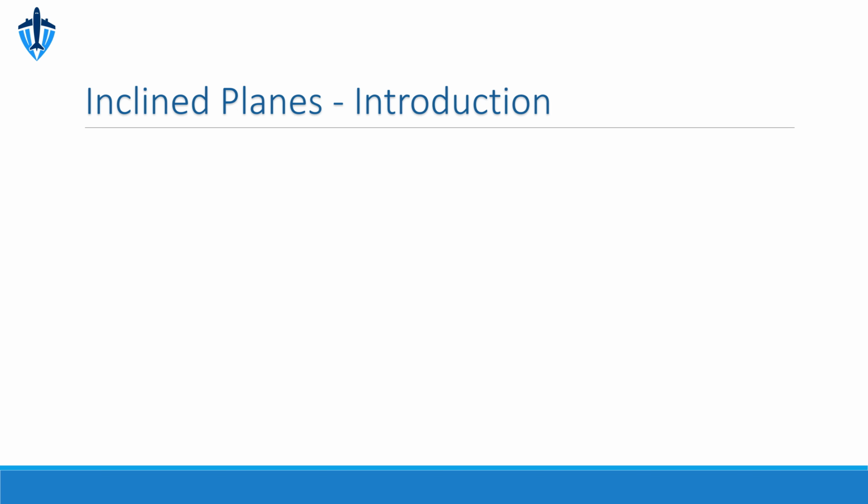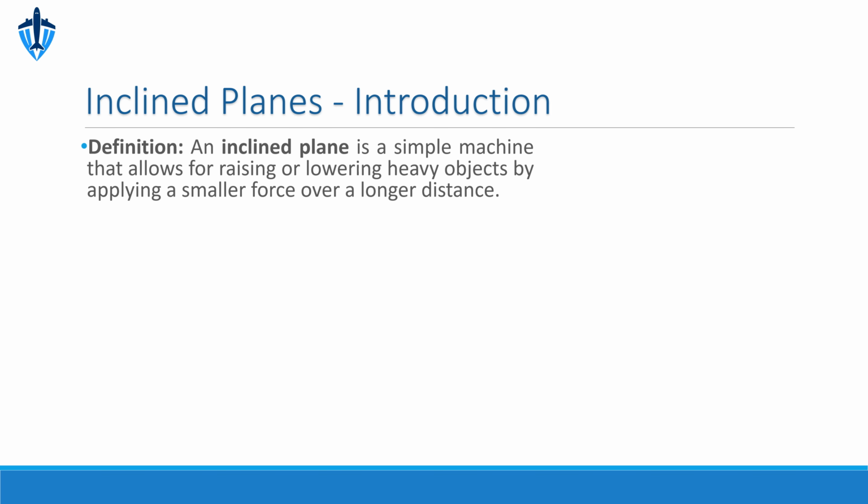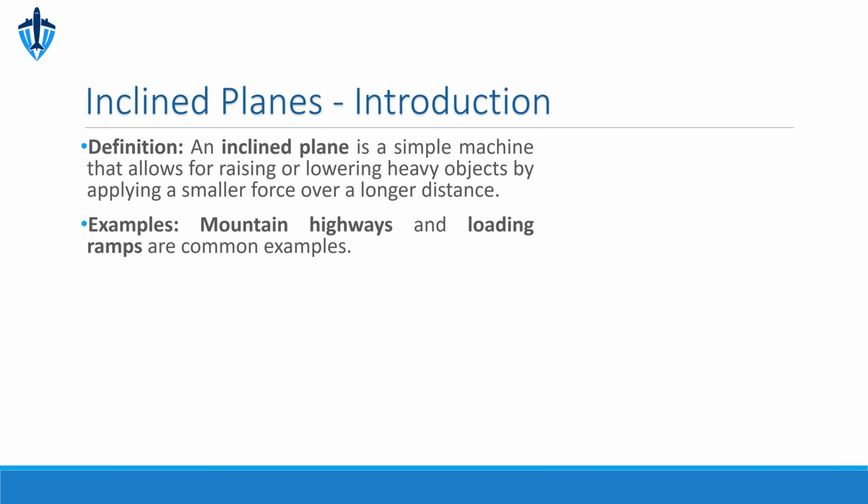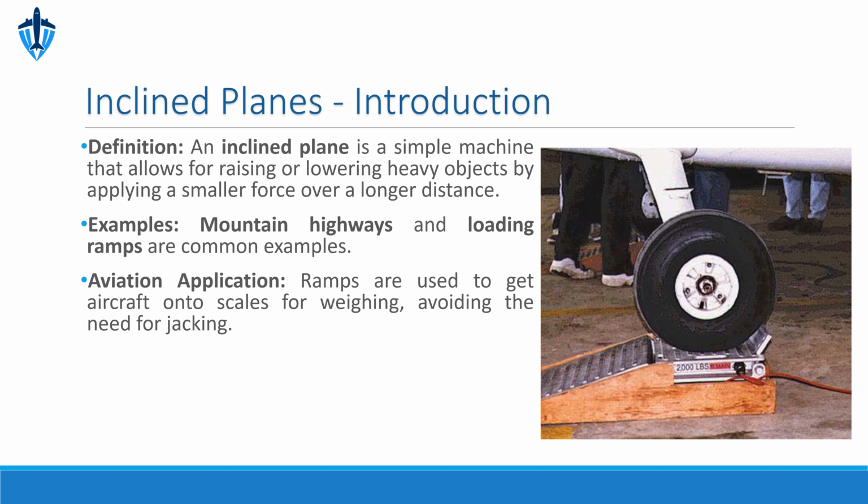Now, let's explore inclined planes, a simple machine that makes moving heavy objects easier. An inclined plane allows you to raise or lower heavy items by using a smaller force over a longer distance. Think of mountain highways or loading ramps on trucks. In aviation, we use ramps to get airplanes onto scales for weighing, which is much easier than jacking them up.